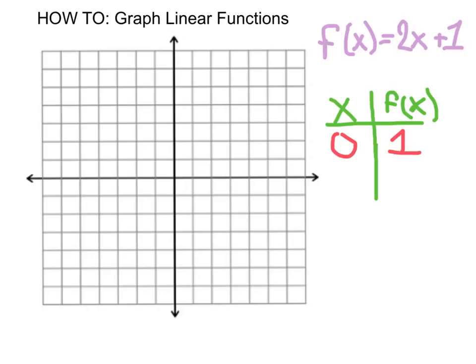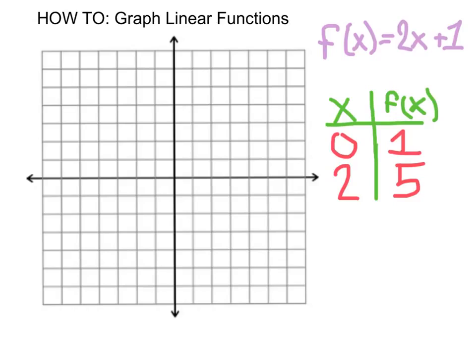My next value I choose to use will be 2. So we're going to plug in 2 for x. 2 times 2 is 4, plus 1 is 5. So when x equals 2, y, or f of x, equals 5. And remember, you can choose any x value you desire to plug into this function.